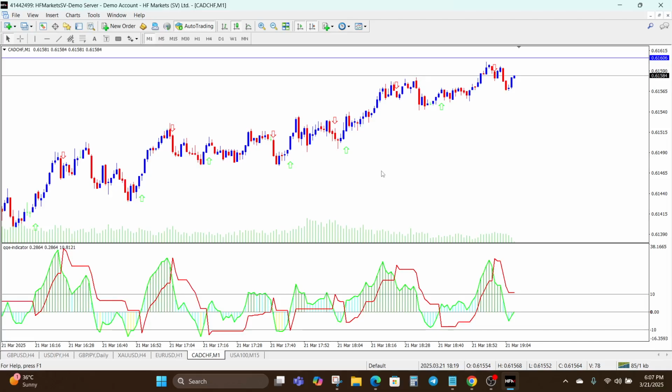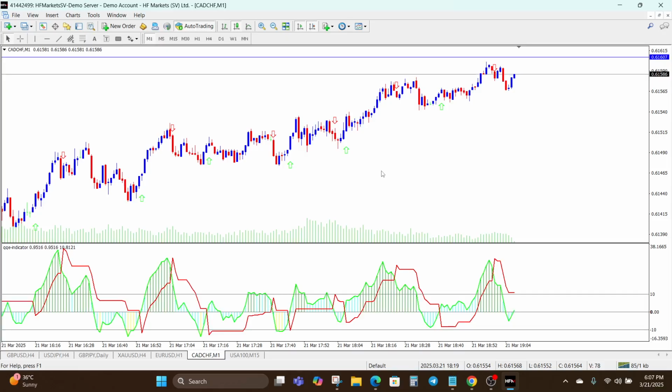Now, this is quite an effective indicator that can help you identify market trends, reversals, and trade entry points with a level of accuracy. So if you're struggling with late signals, false breakouts, or inconsistent trading strategies, then this indicator might be exactly what you need.